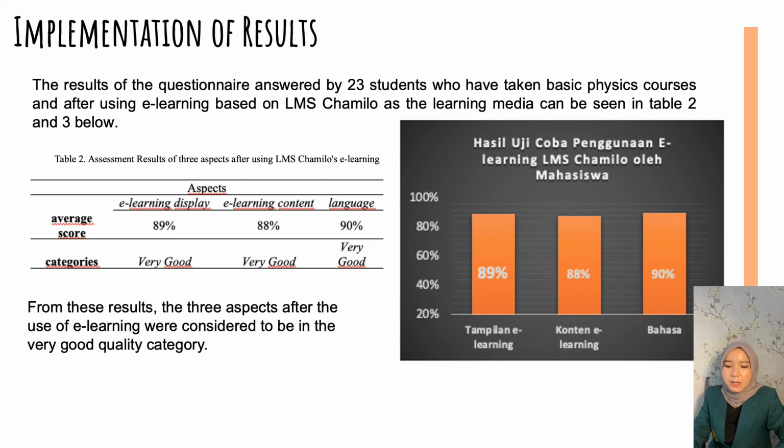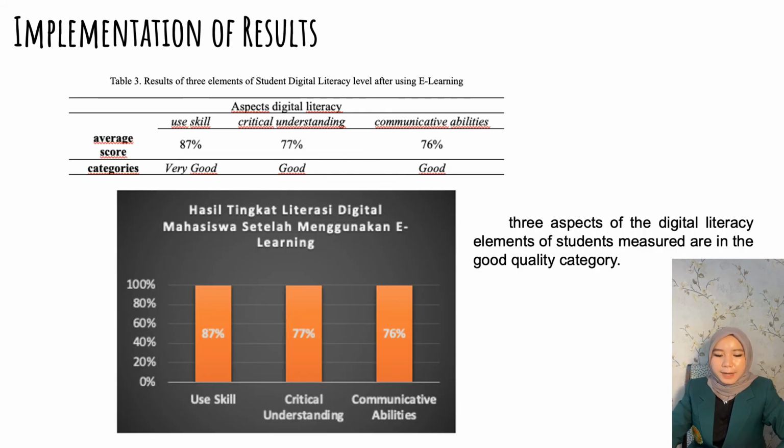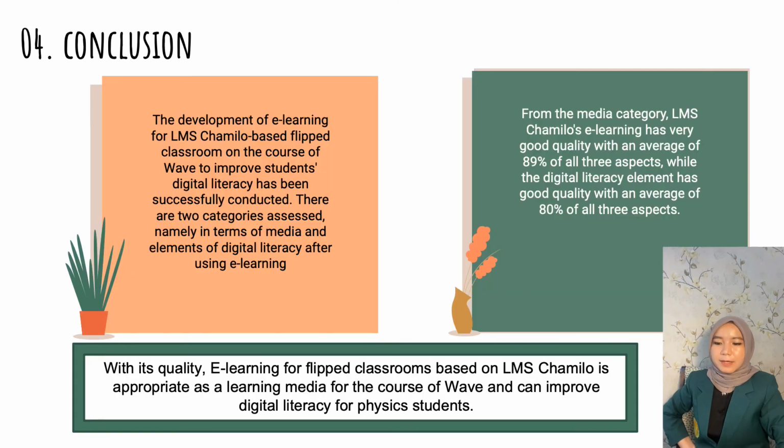From these results, the three aspects after the use of e-learning, namely e-learning display, e-learning contents, and language, are considered to be in the very good quality category. While the three aspects of the digital literacy elements, use skill, critical understanding, and communicative abilities of students, are in the good quality category. In conclusion, the development of e-learning for LMS Chamilo-based flipped classroom on the course of wave to improve student digital literacy has been a success.